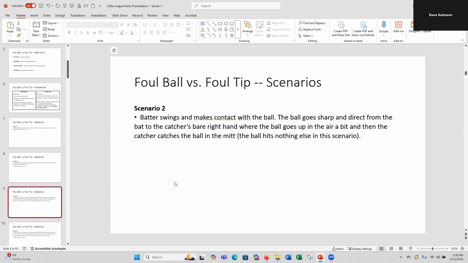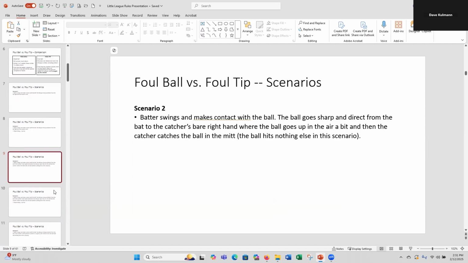Scenario two: the batter swings and makes contact with the ball. The ball goes sharp and direct from the bat to the catcher's bare right hand, where the ball goes up in the air a bit, and then the catcher catches the ball in the mitt. The ball hits nothing else in this scenario.